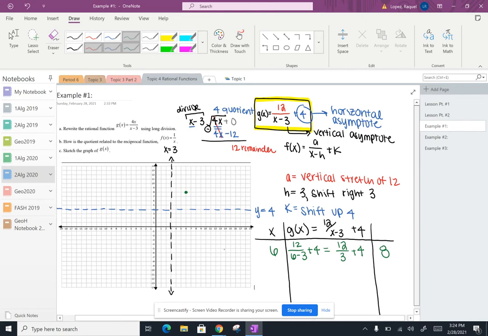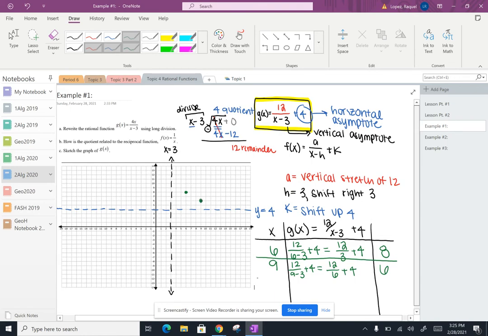Okay, let's pick another value. I think 9 would work nicely. So that means I'm going to plug 9 in for x. Let's see, 9 minus 3 is 6. So I end up with a statement that looks like 12 divided by 6 plus 4. And 12 divided by 6 is 2. 2 plus 4 is going to give me 6. So another point on my graph is 9 comma 6. So 9 comma 6. Here's that coordinate.